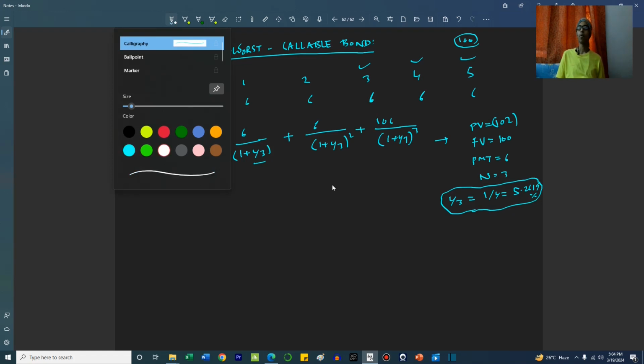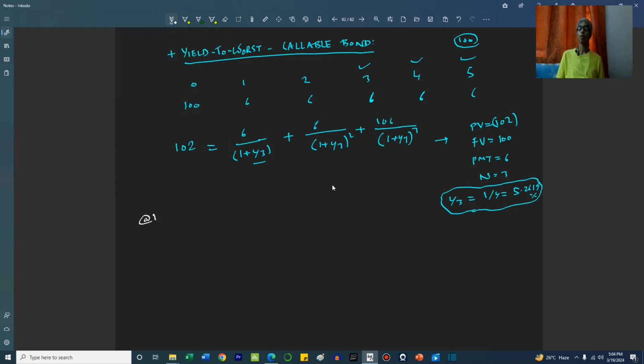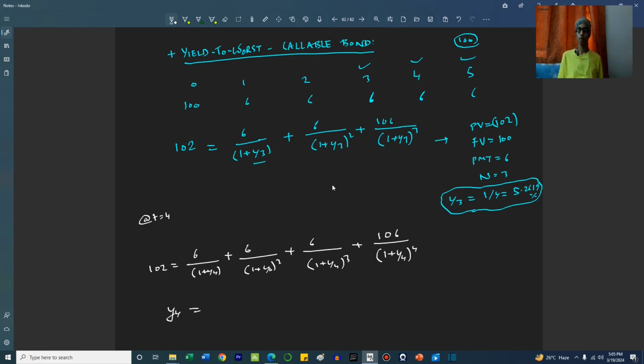What if the bond is called at t is equal to 4? In this case 102 is equal to 6 by 1 plus y4 plus 6 by 1 plus y4 whole square, plus 106 by 1 plus y4 to the power 4. Here also we can find out the value easily. This comes out to be y4 is equal to 5.4303%. So if the bond is called at t is equal to 4, the yield is 5.4303.